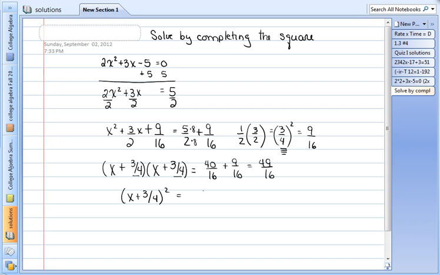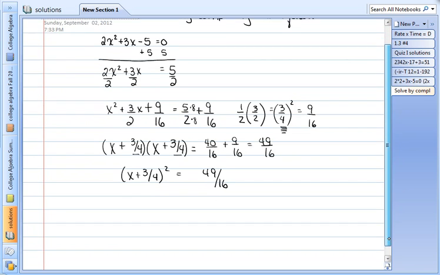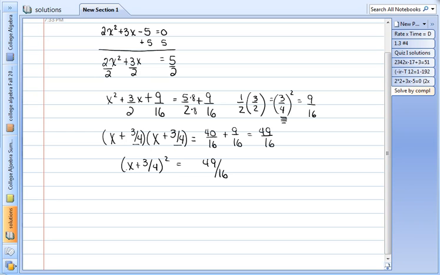equals 49/16. And then use the square root property to solve for x, which means I'm going to take the square root to both sides of the equation. And I put in my plus or minus symbol here. The square and the square root on the left cancel, and I'm left with x plus 3/4 equals plus or minus, and then the square root of 49 is 7, the square root of 16 is 4.